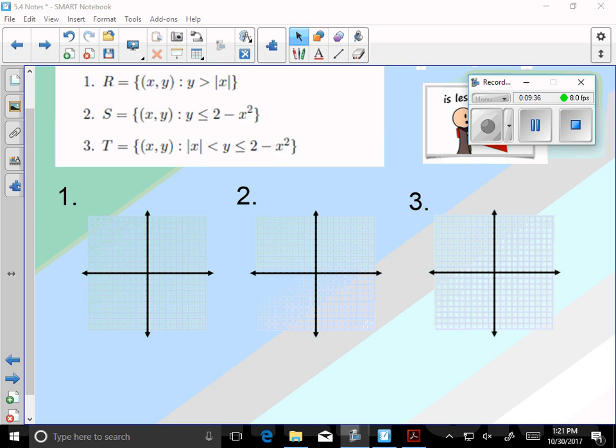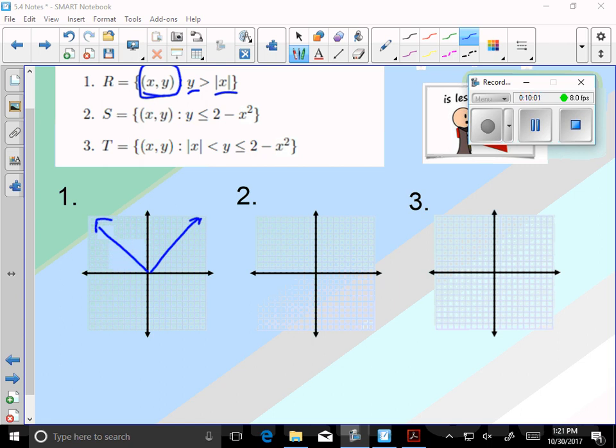Set builder notation. What does this thing right here mean? That means a coordinate. Yes, you're right. But that means all coordinates such that y is greater than the absolute value of x. So here's the absolute value of x. Drawn pretty well, I'd have to say, considering I was on this side of the board.